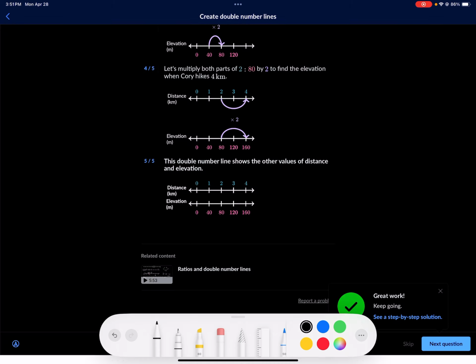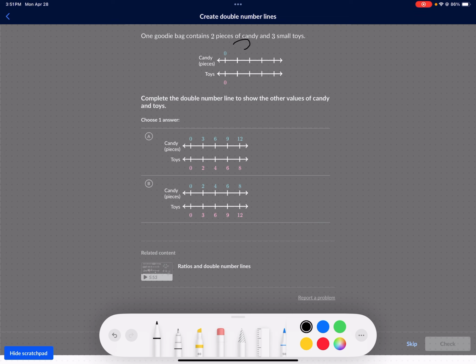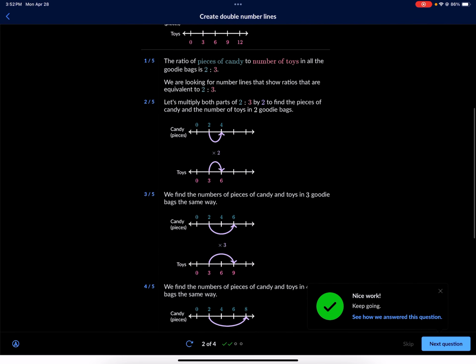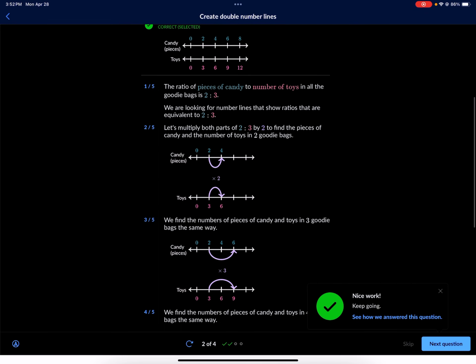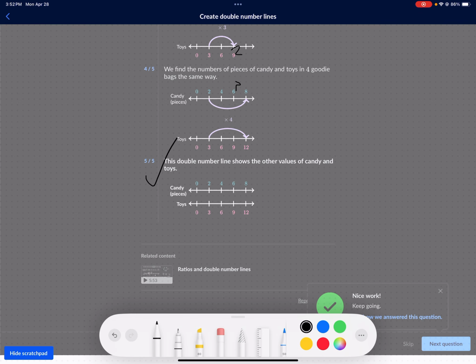And if you got that right, good job. One goodie bag contains 2 pieces of candy and 3 small toys. So we can put that in. 2, I am really bad at numbers. 2, 3. So complete the table. So let's see, we have 2 candy and 3 toys. So hey, this one works. So it's B. See, it doesn't seem too hard, right? Just get the ratio for 1, and then it's good. And there's only 2 choices too. So here's the video, and happy studying.